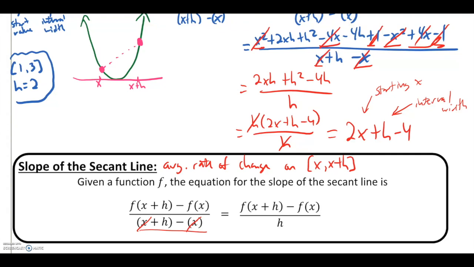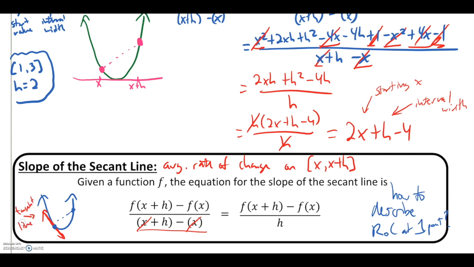Now, what was the point of all this? Well, the point is to go back and answer a question we had previously, which was, how do I describe an instantaneous rate of change? How to describe the rate of change at one point? Well, that's what this expression is going to open up for us. We're going to move from talking about a slope between 2 points to a slope at just 1 point using a tangent line instead of a secant line.